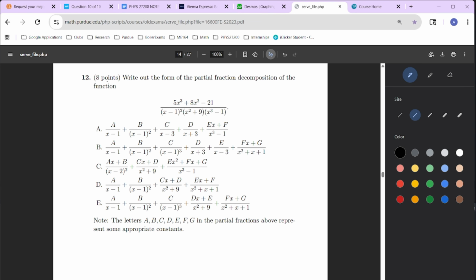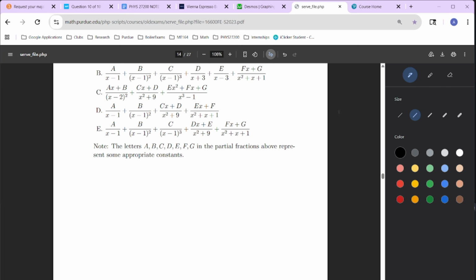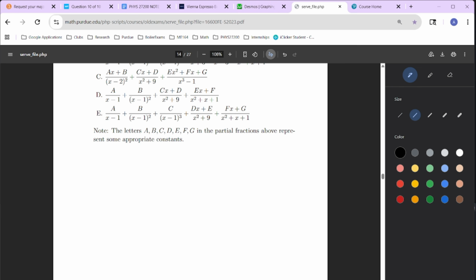Question 12: Write the form of the partial fraction decomposition of the function 5x cubed plus... Okay, it's not worth my time, actually. So, let us go over a few things.